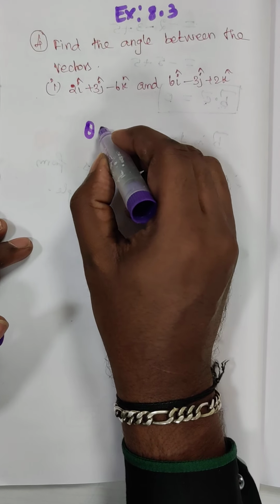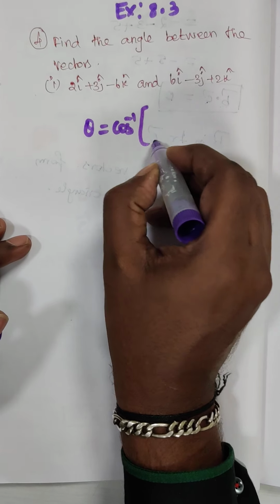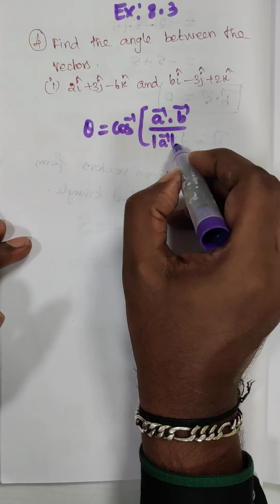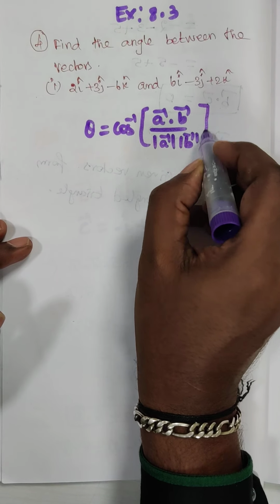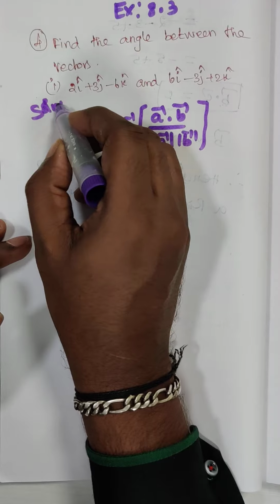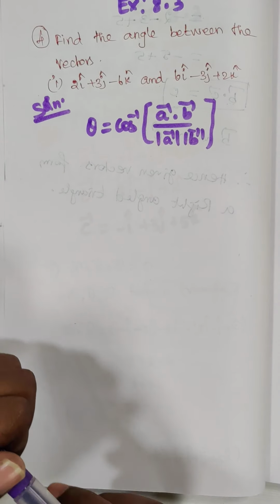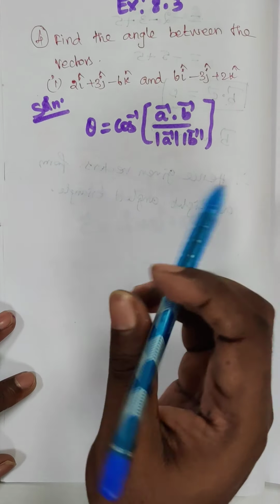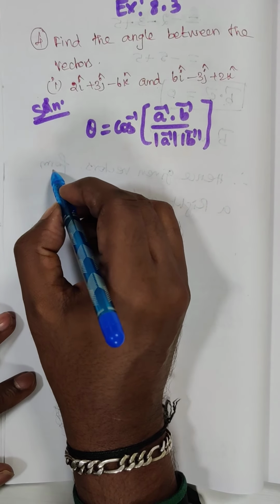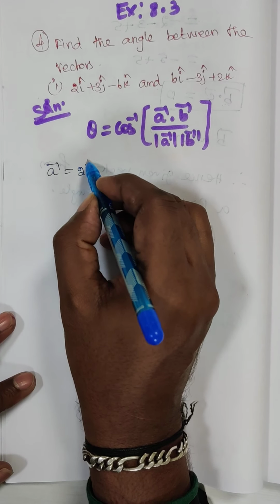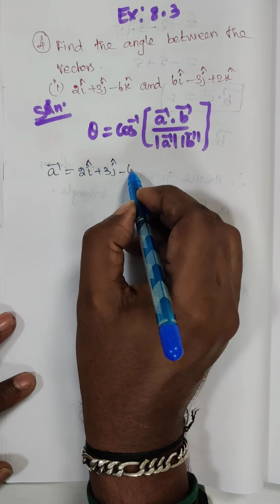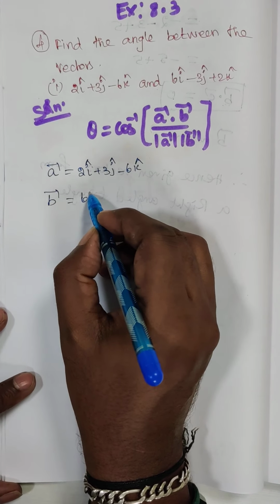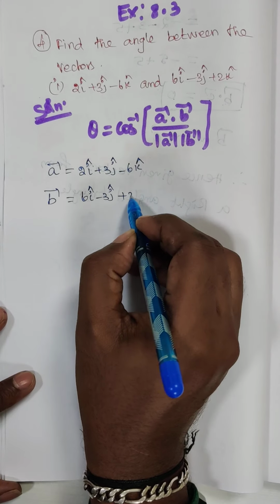So theta is equal to cos inverse of a vector dot b vector by modulus of a vector modulus of b vector. This is the angle between two vectors. So now we have to find a vector dot b vector, modulus of a vector, and modulus of b vector. Given vectors, a vector is equal to 2i cap plus 3j cap minus 6k cap and b vector is equal to 6i cap minus 3j cap plus 2k cap.